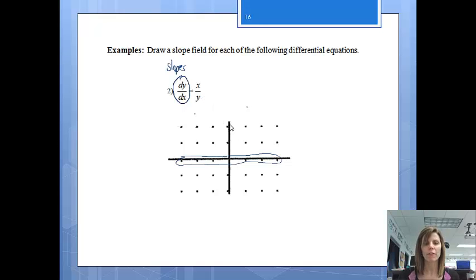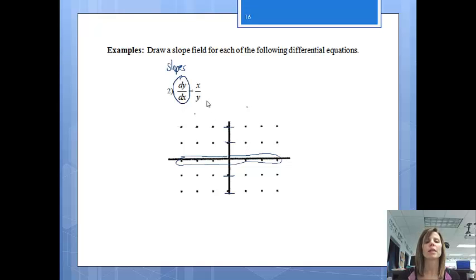So whenever x equals 0, which would be right along this line right here, I know my slopes are going to be 0. So I can draw slope lines that have slopes of 0. And again, I'm not doing it right here because that would be undefined. Now, we're just going to go on a point-by-point basis and use patterns if we can.